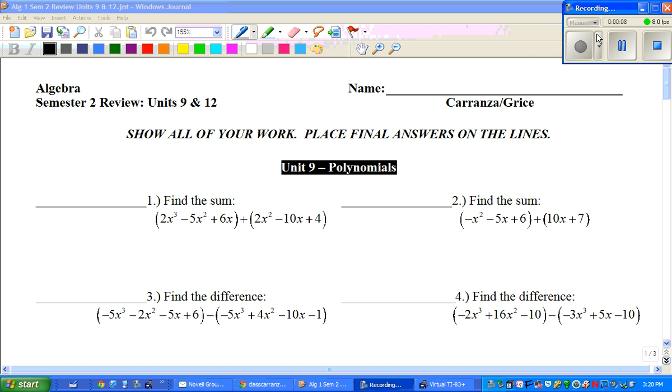Remember to show your work and place your final answers on the line. We're going to start with Unit 9 and polynomials.